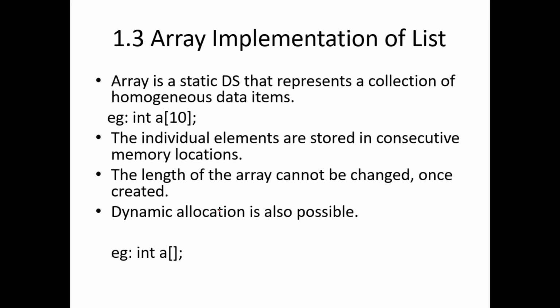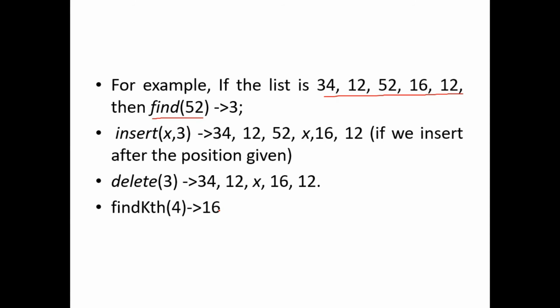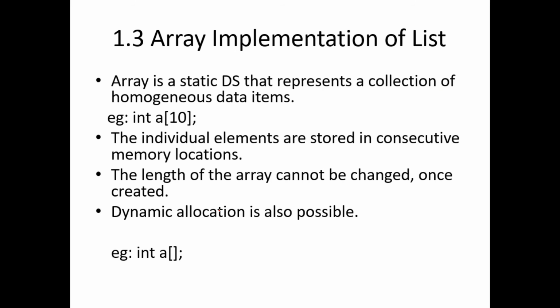Next we are going to see the array implementation of list. Before that I should tell you that a list can be implemented in 3 ways: array implementation, linked list implementation, and cursor implementation. We are going to see the array implementation in detail. So what is an array? As you all know, an array is a static data structure that holds a collection of homogeneous data items, and all the elements are stored in consecutive or contiguous memory locations.